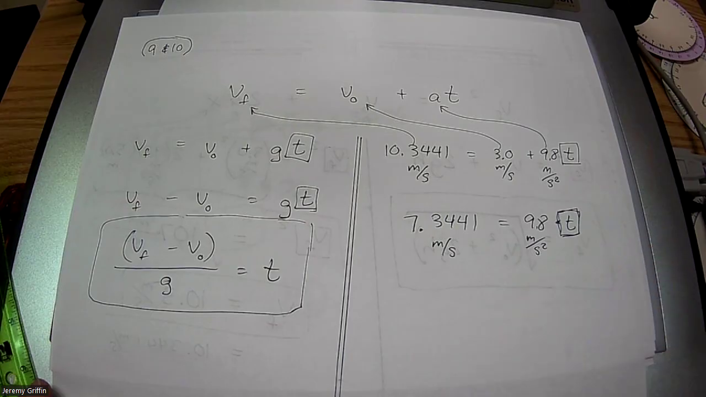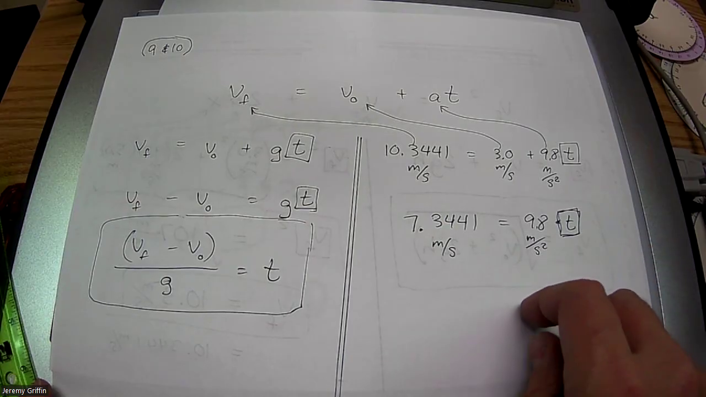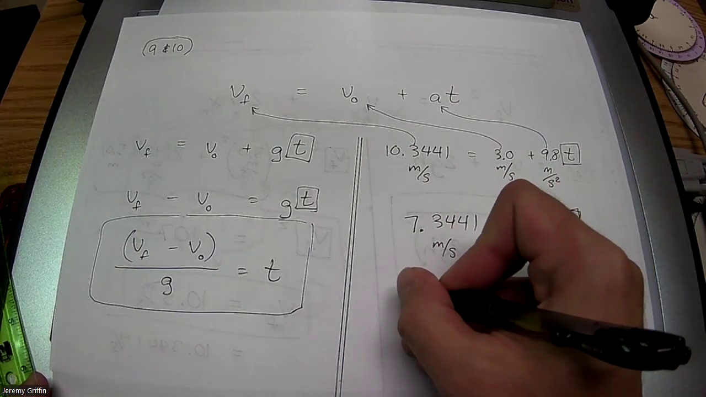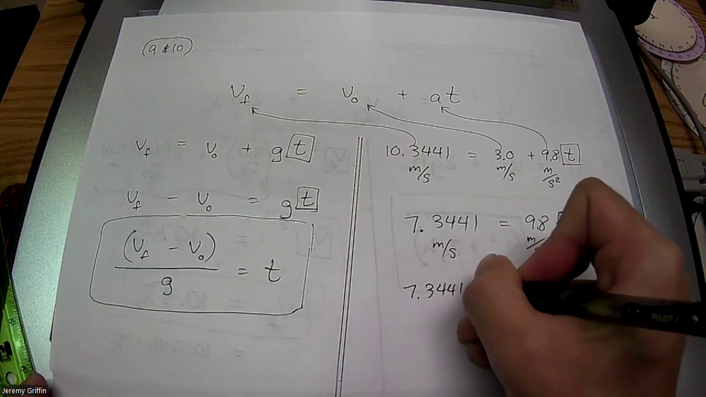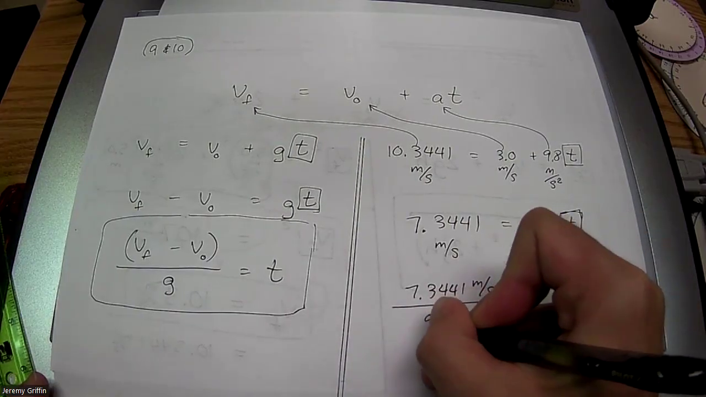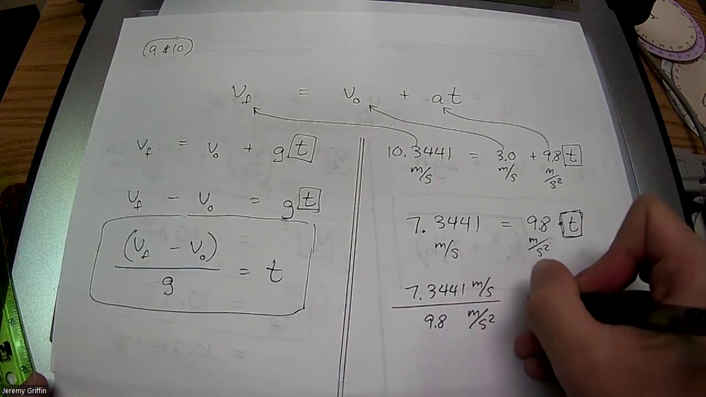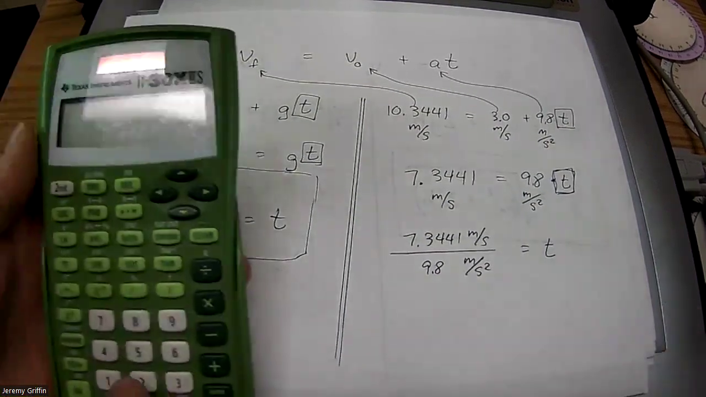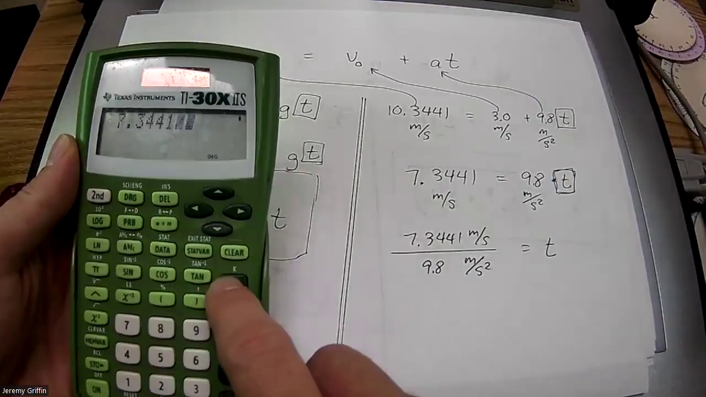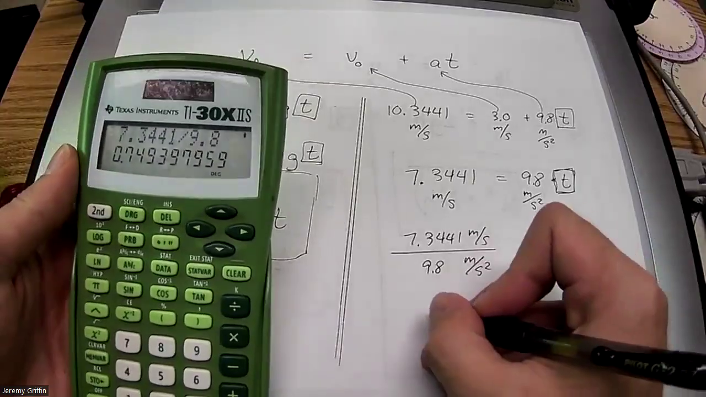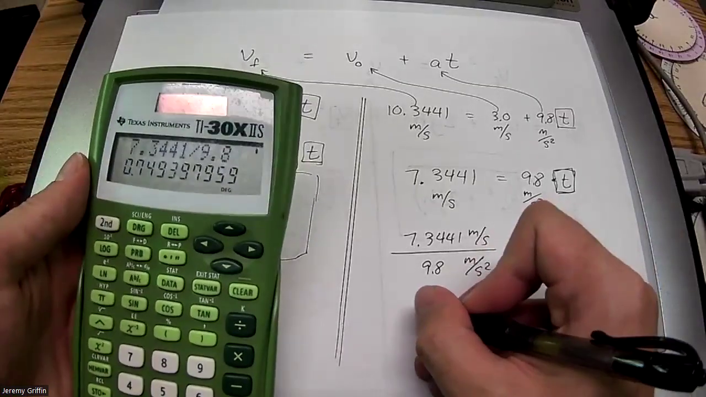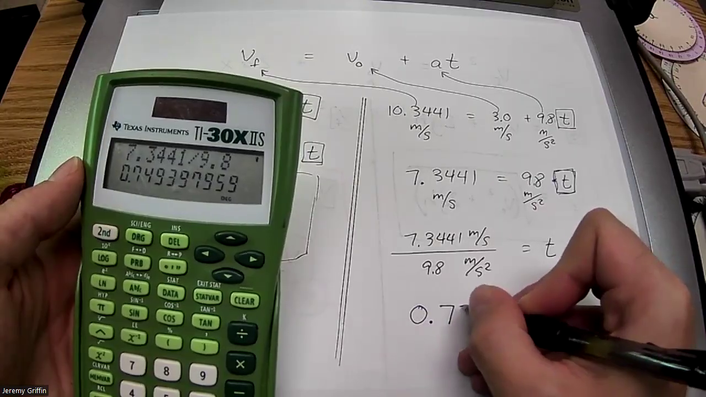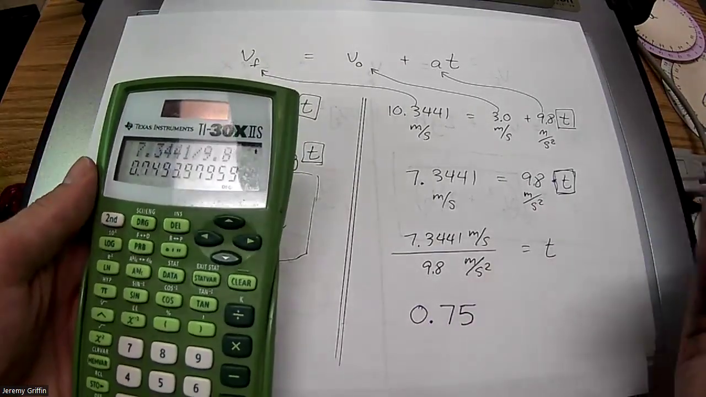And what's my next algebra step? Should I subtract or divide? Divide. There you go. So it's 7.3441 meters per second divided by 9.8 meters per second squared. That's what the answer is going to be. Let's get a numerical value. 7.3441 divided by 9.8. Now we're getting the answer. We finally got the answer. 0.749, 0.75. That's probably as precise as I could realistically know.